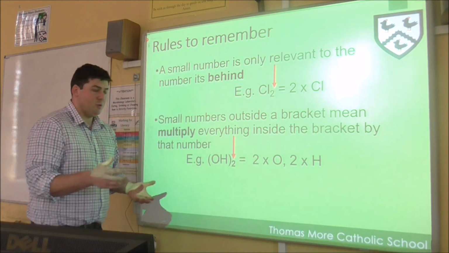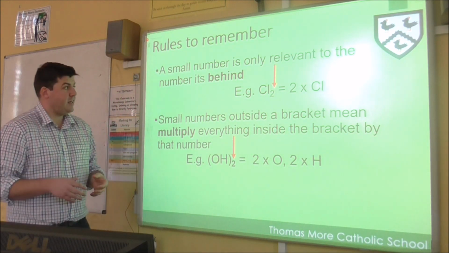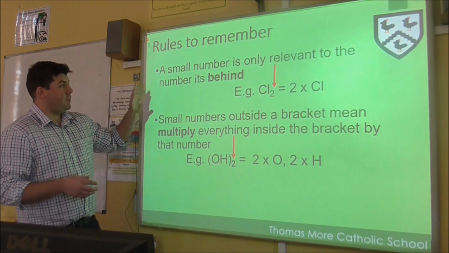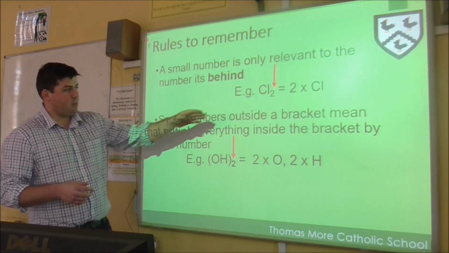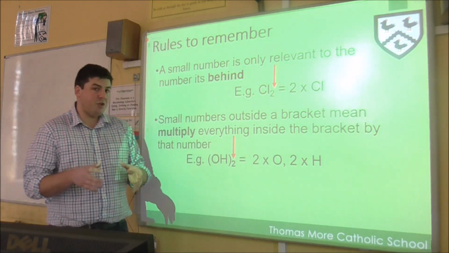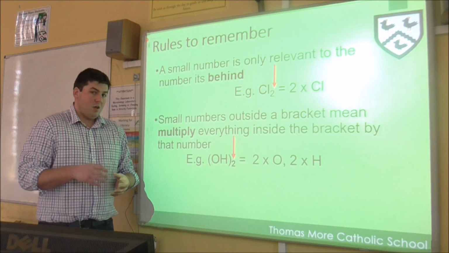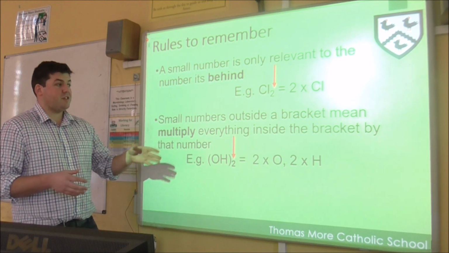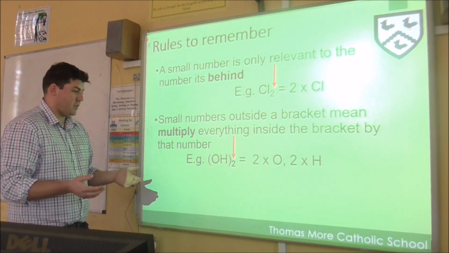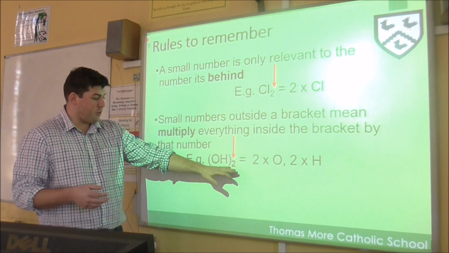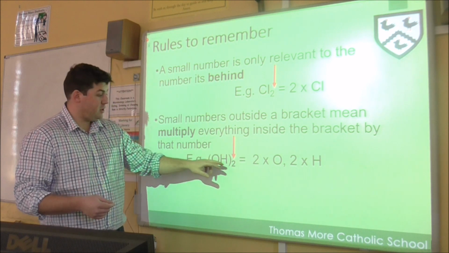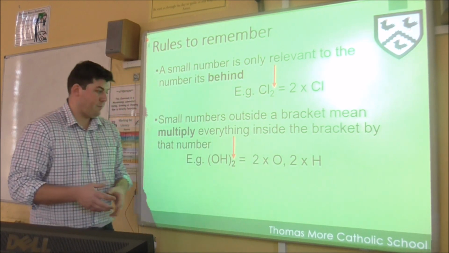Now, there's a couple of rules that come out from that, and they're quite simple really. The idea of a small number is only relevant to the number it's behind. For example, with chlorine, the little 2 after the chlorine means there are 2 atoms of chlorine present. The second rule is that small numbers outside of a bracket mean multiply everything inside of the bracket, like you would in maths. So, for example, here the 2 goes behind the hydroxide ion, leading to 2 times oxygen, 2 times hydrogen.